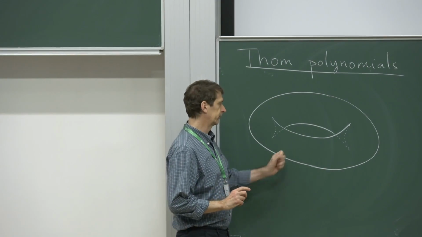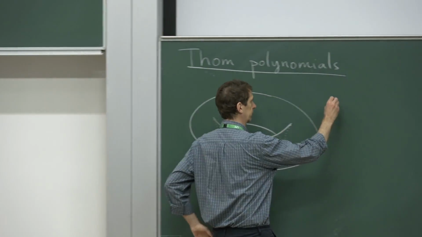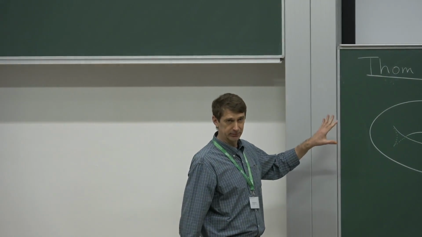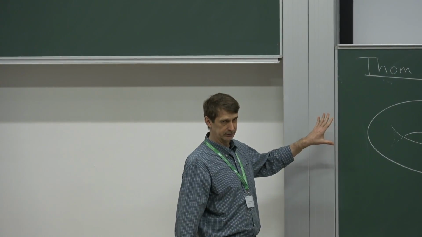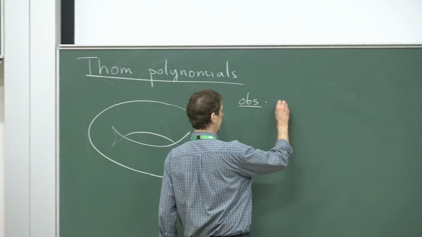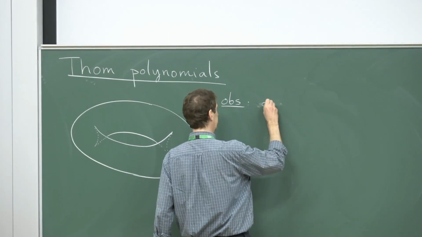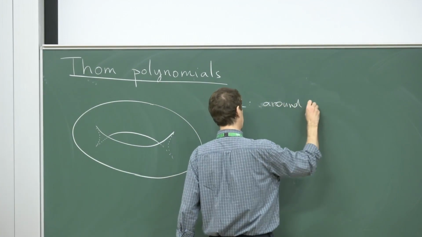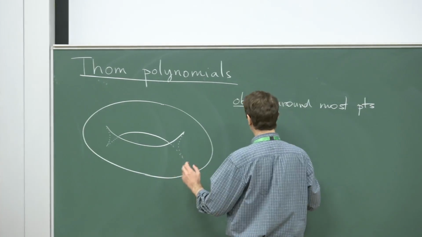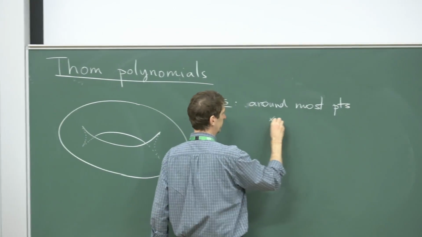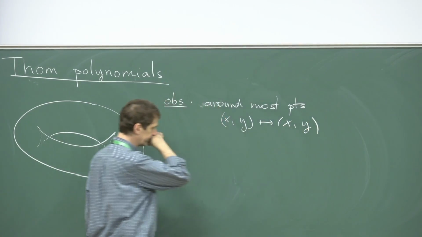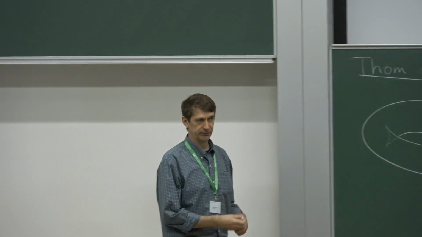I put this picture here because I want to make some observations. The observation is that for this particular map, from the torus to the plane, so the real two-manifold to the real Euclidean plane, around most points, you can choose coordinate systems such that the map looks like just the identity. This is the content of the inverse function theorem.